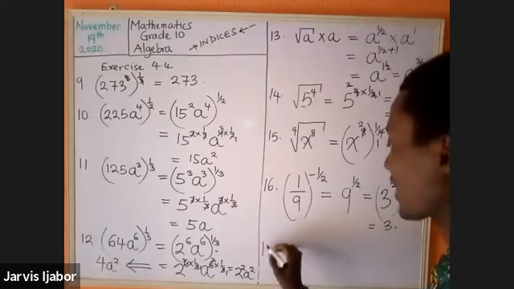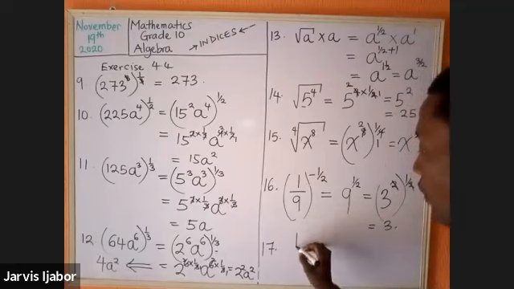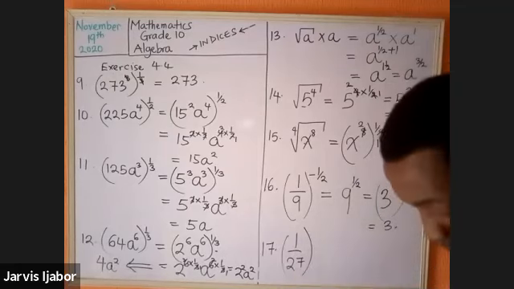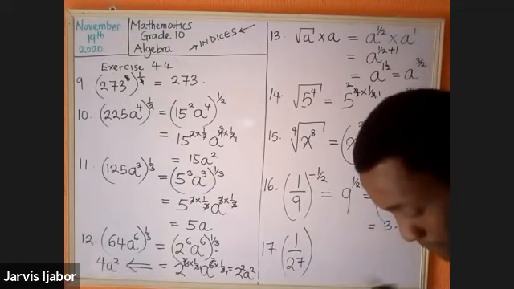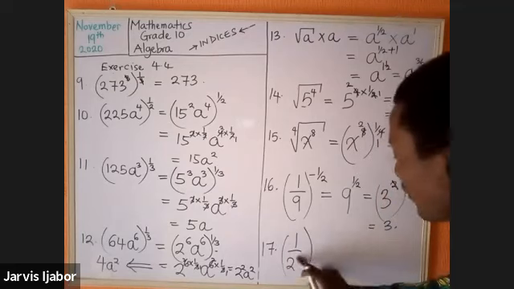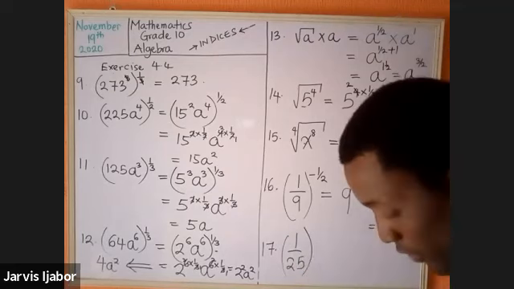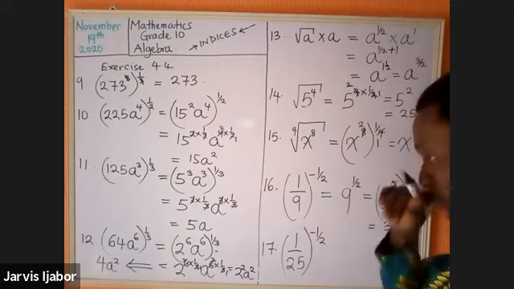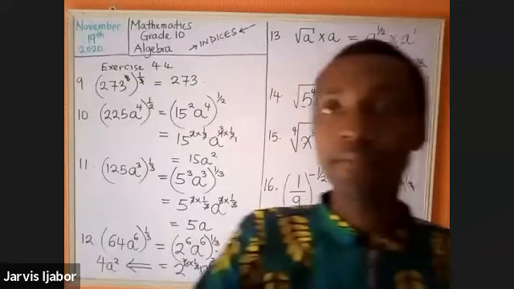There seems to be a pattern formed here. 1 over 25, all raised to the power of negative half. Sorry about that. Let me quickly add again.